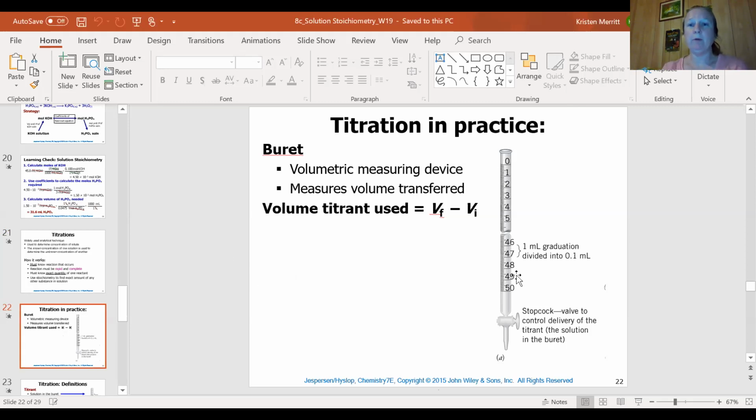A burette is read backwards. So you fill it. When you're ready to go, you read your starting volume, you write it down. When you're finished, you read your ending volume, you write it down, and then you subtract the starting volume from the ending volume, because notice that number is going to be bigger, and that tells you the amount that you used. So you record both numbers, and then your ending minus your starting tells you the exact volume that you used.